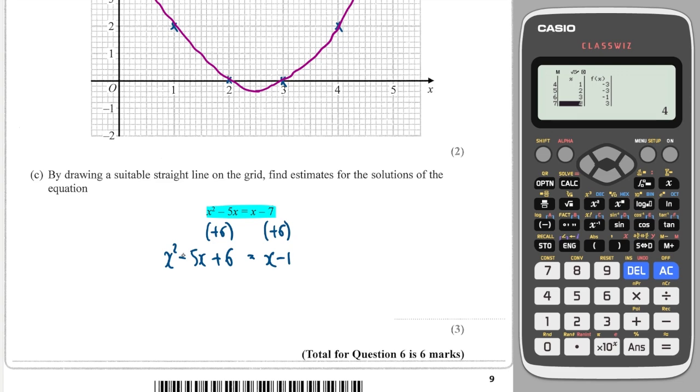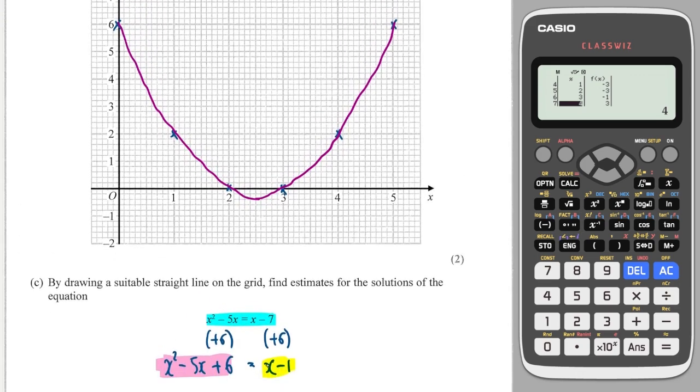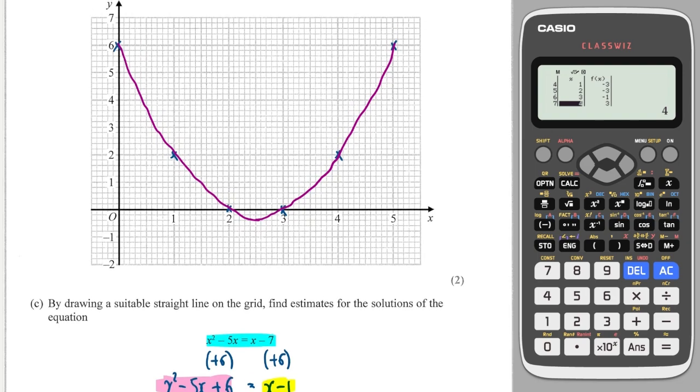And how am I going to solve the one in yellow? Well, I've already got this curve drawn on my graph. So if I just draw this straight line here, where they cross will be our solutions. So I've got to draw x minus 1. So x minus 1 is a gradient of 1 and a y-intercept of minus 1. So I start at the y-intercept. I go 1 across in the x, I have to go up 1. 1 across, up 1. 1 across, up 1. 1 across, up 1. And then I'm going to connect them up with a straight line.